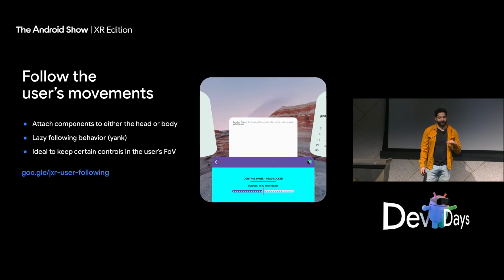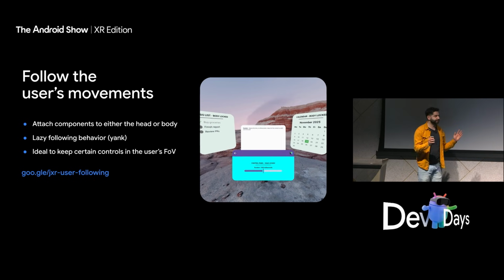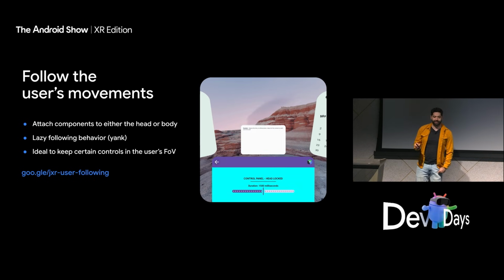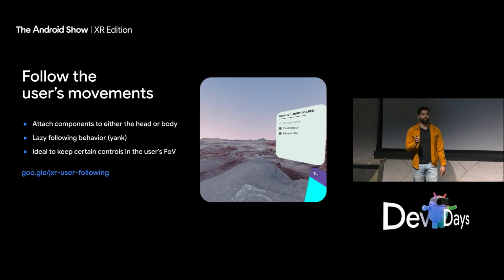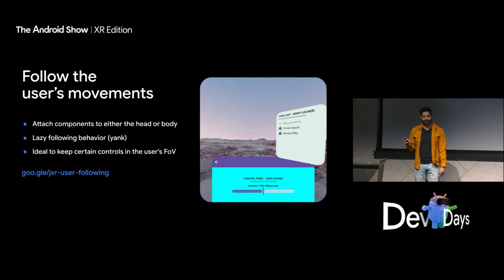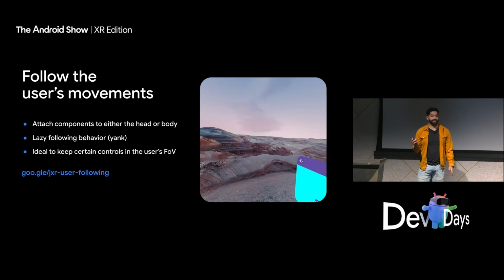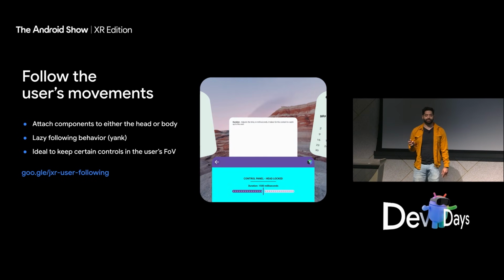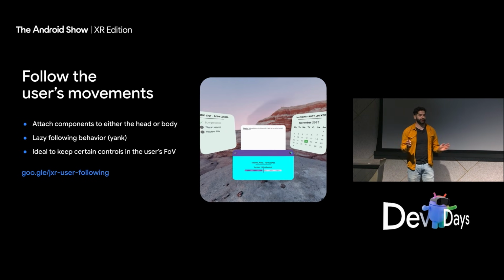If you, however, have content that you want to make sure is always visible, we have added a component that lets you dynamically follow the user's field of view as they move around. You can attach components either to the head or the user, and a lazy following behavior is included that helps prevent motion sickness that comes with head-locked experiences.